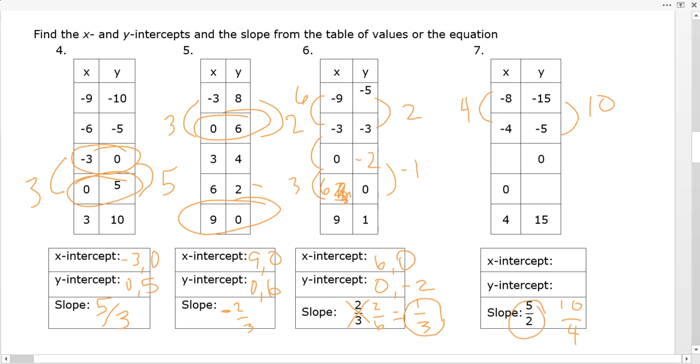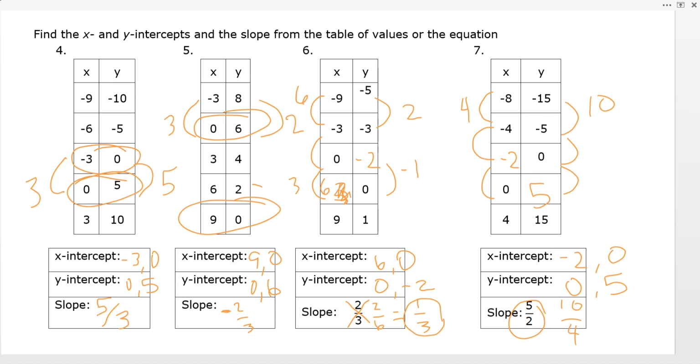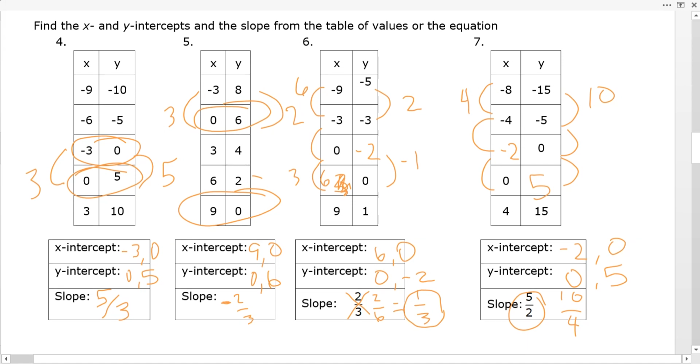So this is correct. Every time my y goes up by 5, such as here, this one goes up by 2. -4 up 2 is going to be -2. If this is going up by 2, this should go up by 5. So my slopes are -2, 0, and 0, 5. Not always are your tables going to work out that easily, but for this one, it works. So we'll just call it good.